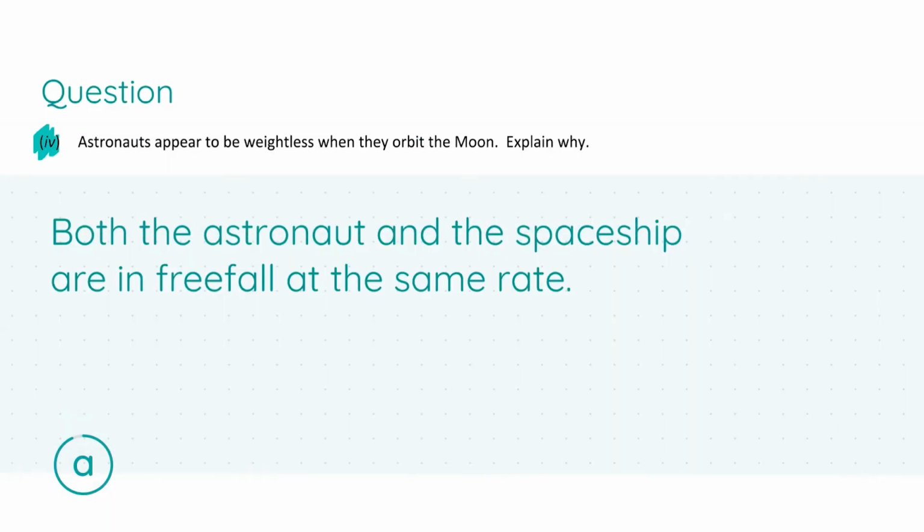In part 4, you're asked, astronauts appear to be weightless when they orbit the moon, and we're asked to explain why. So in this case, all we're doing here is just a simple theory question, and it might take a little bit of thinking to understand.